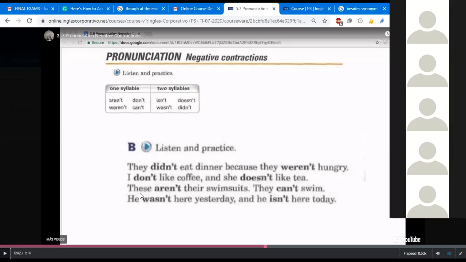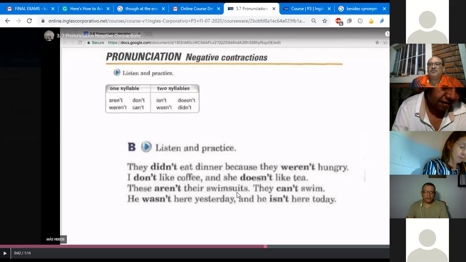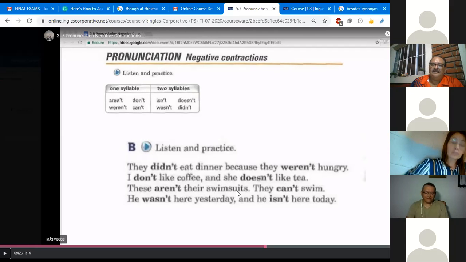Repeat. These aren't their swimsuits, they can swim. Okay, swimsuit. Swimsuit is in the hotel. Okay. The suit is the traje, right? Here they say swimsuit. Okay, they're swimsuits. They can't swim. Okay, the last one. He wasn't here yesterday, and he isn't here today.